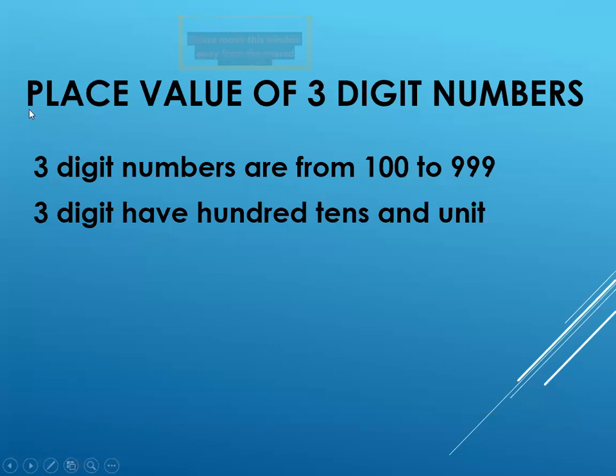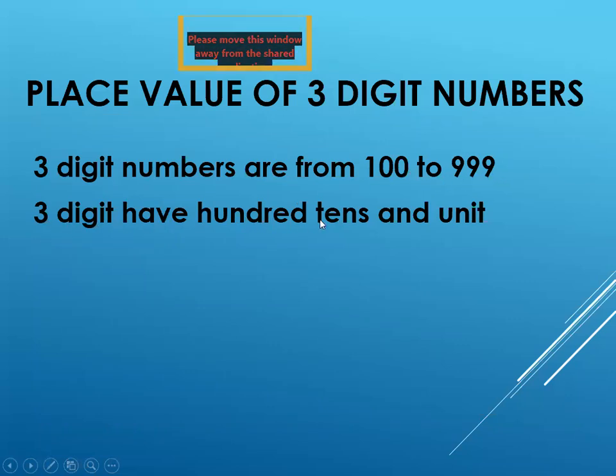Now we learn what the place values of a three-digit number are. Three-digit numbers are from 100 to 999. The first three-digit number is 100, and the last or largest three-digit number is 999.